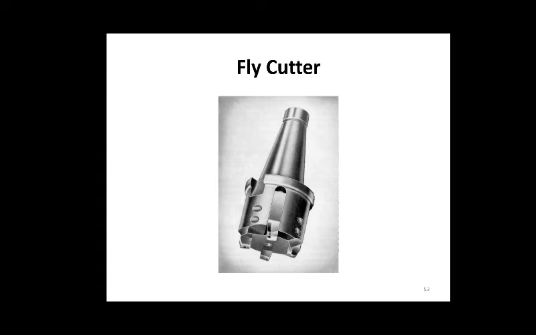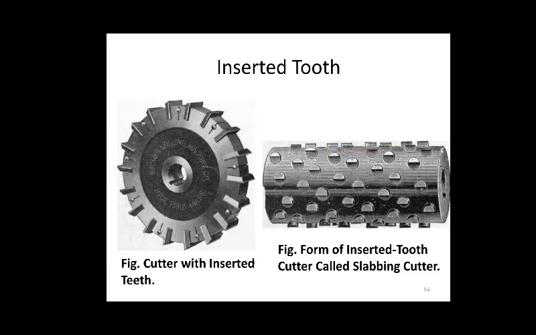End mill has cutting teeth on the end as well as the periphery, and it is fitted to the spindle by a suitable adapter. End mill has two types: solid end mill, shank and cutter integral, where smaller ones have either straight or helical flutes, and another has two flutes or four flutes. The second type is shell end mill with separate shank. Now next, that is inserted tooth.